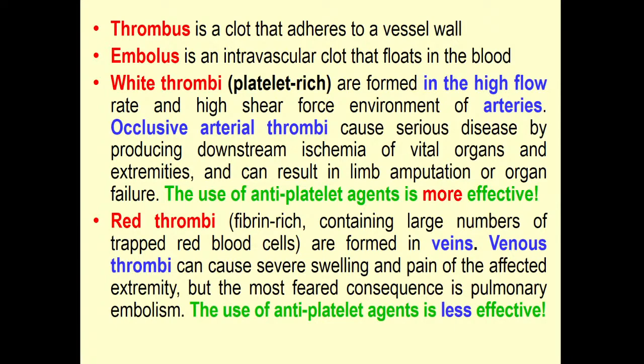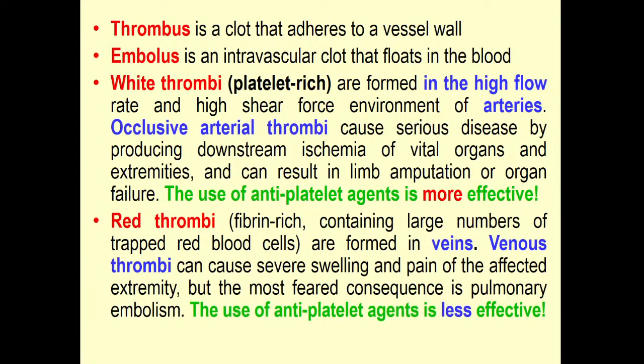Occlusive arterial thrombi cause serious disease by producing downstream ischemia of vital organs and extremities, and can result in organ failure or limb amputation. The use of antiplatelet agents is more effective in arterial thrombi.